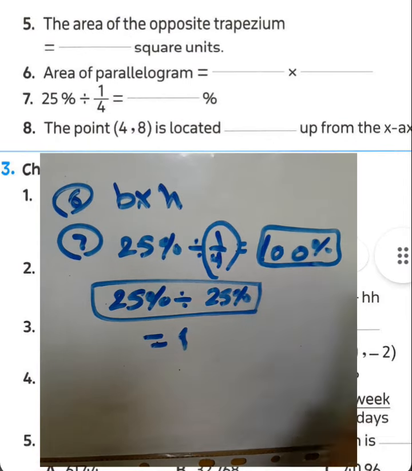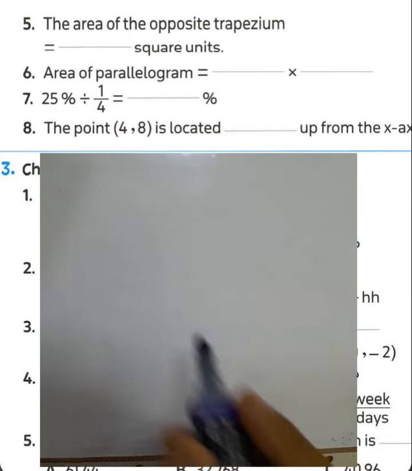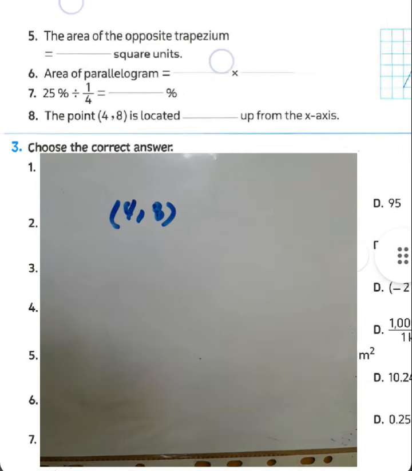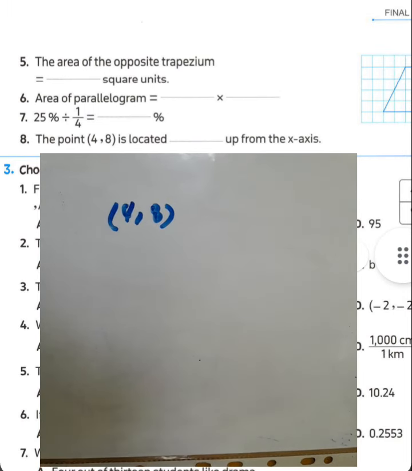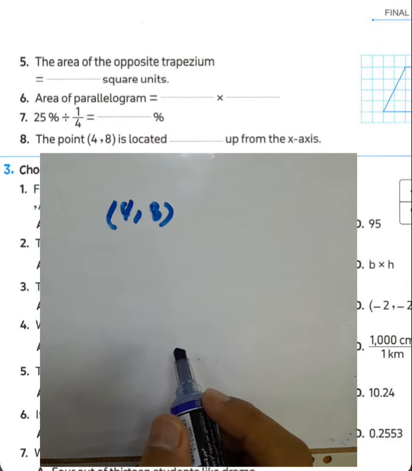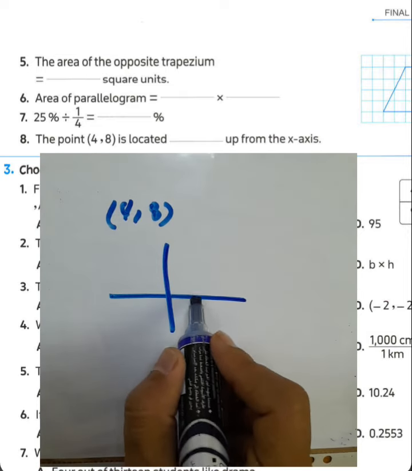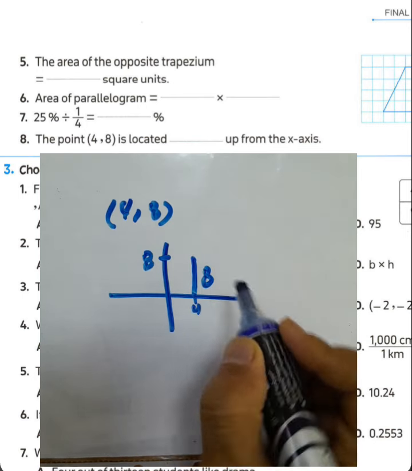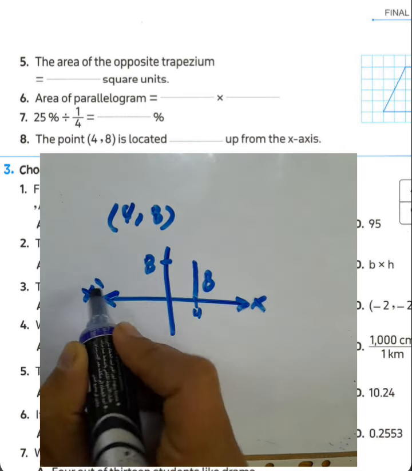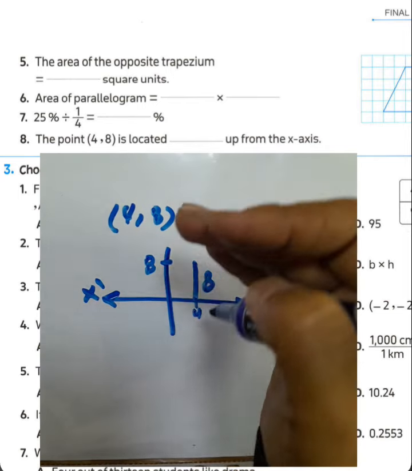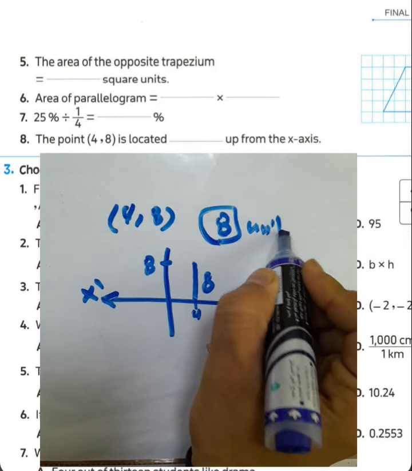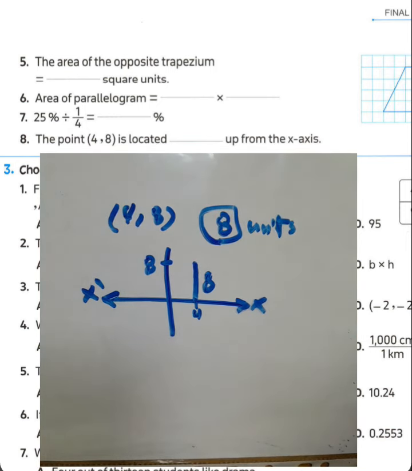Question number 8. The point (4, 8) is located what distance up from the x-axis? We have the x-axis. We have the point here, 4 and 8. It will be up 8 units from the x-axis. He asked about this point, up from the x-axis by 4 units, by 8 units. The result will be 8, right? 8 units. Okay, the result will be 8. 8 up from the x-axis. Write 8 in this example.